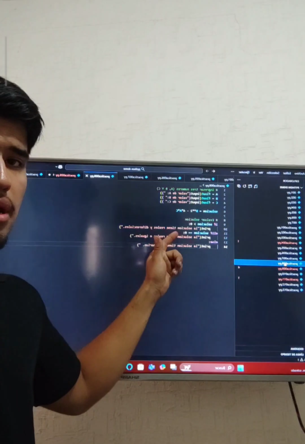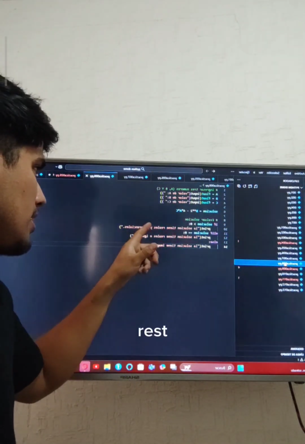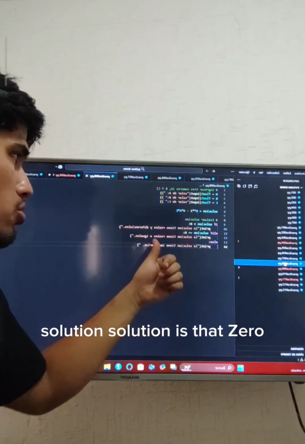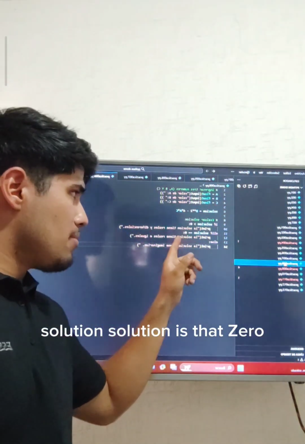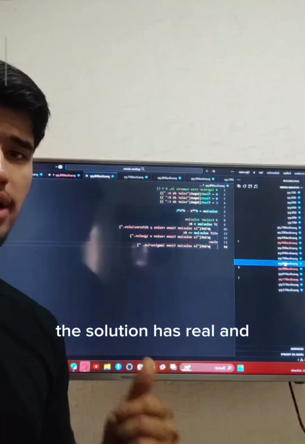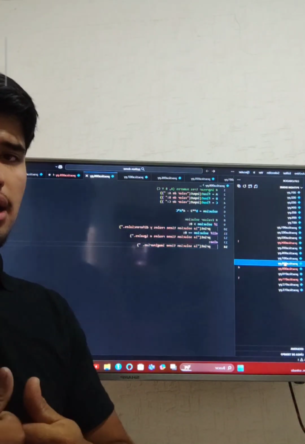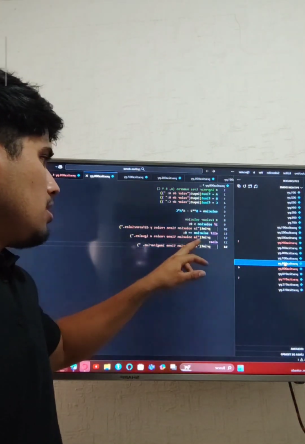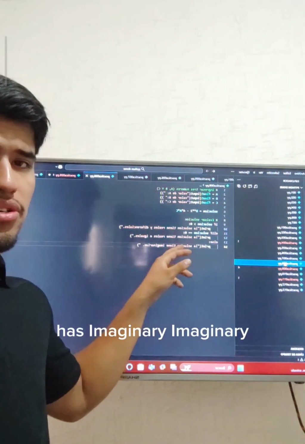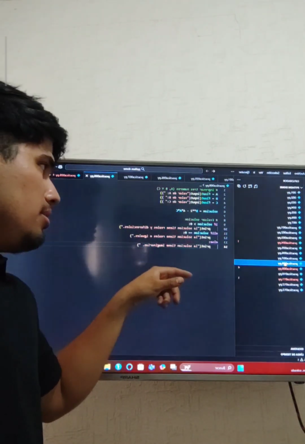If the solution is greater than 0, the solution has real and different roots. If the solution is equal to 0, the solution has real and equal roots, and otherwise the solution has imaginary roots.